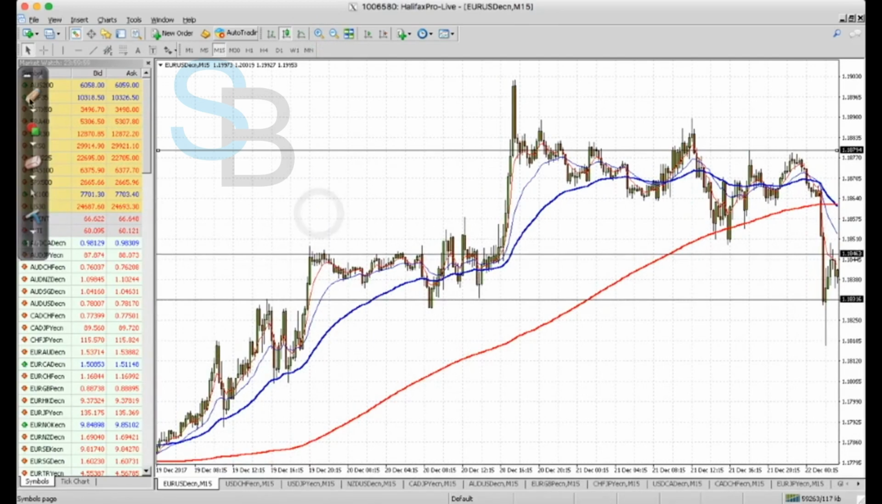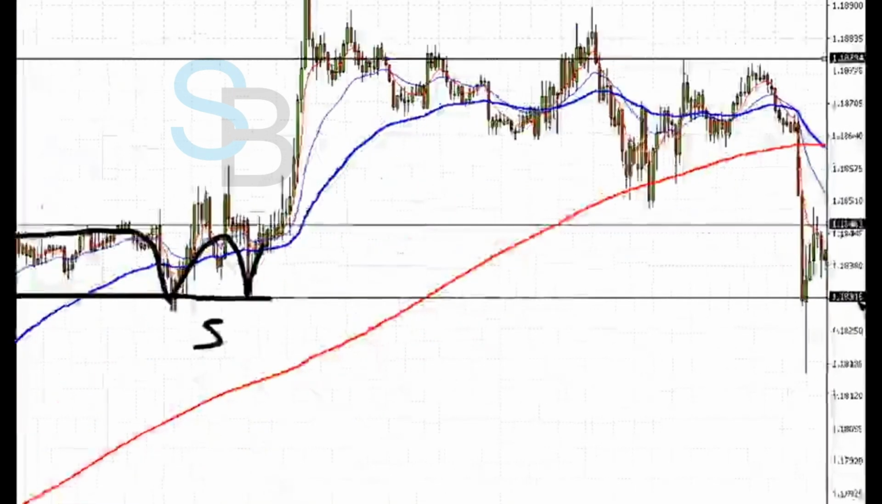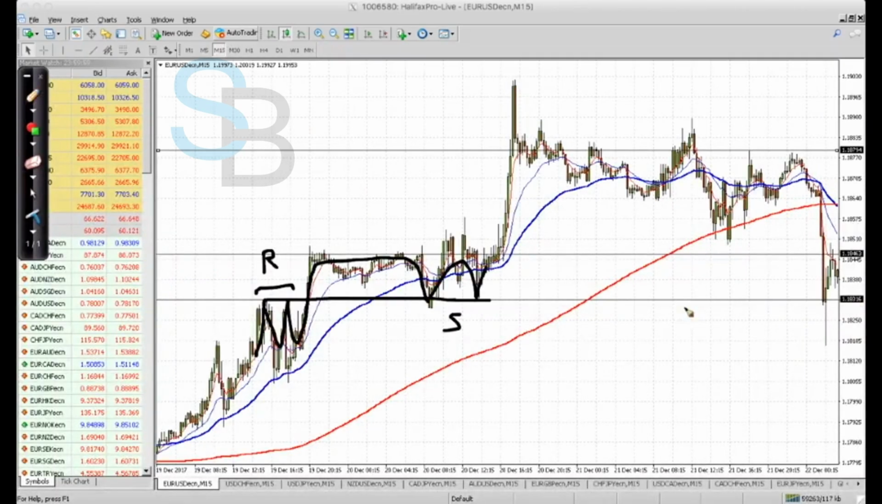Okay, so as you can see here, this resistance broke out and became support. Can you see that? So this resistance level has become a support level. There you go. So this tells you that this level here at 1831 is a very strong level because it has been tested on both the resistance side and the support side. Both the light and the dark side of the force has been tested. Very strong. All right.